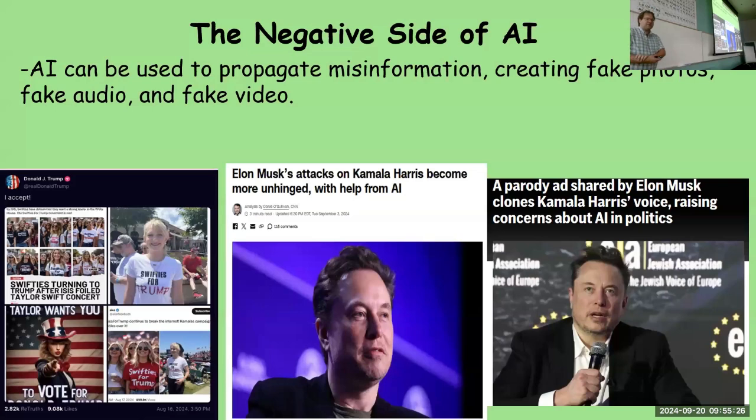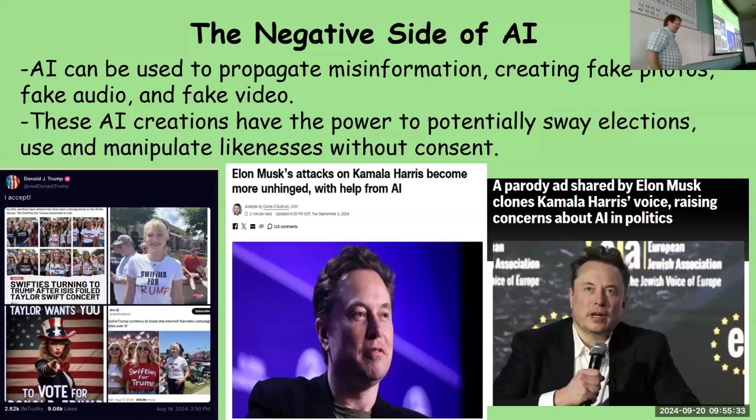AI can also be used to propagate misinformation, creating fake photos, fake audio, and fake video. This has the potential to sway elections, and to use and manipulate likenesses without consent. Like these AI-generated images of Taylor Swift and supporters of Taylor Swift who were just taking pictures out there liking Taylor Swift, but then were used as political pawns and manipulated into seeming to support a candidate which they probably did not, and used as a political strategy.